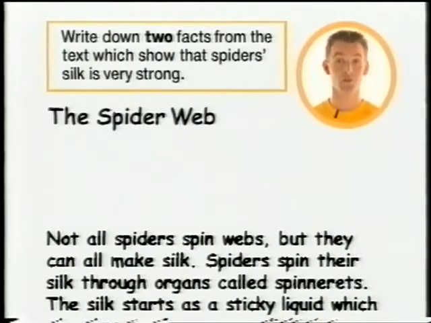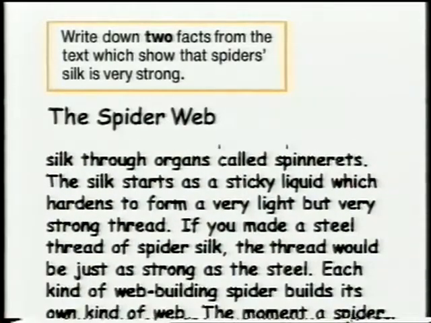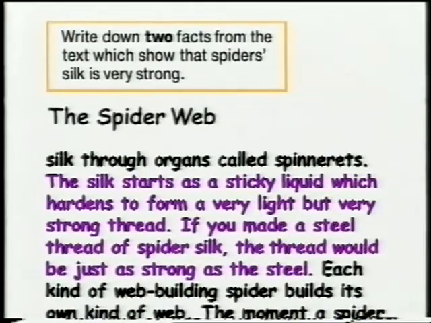Here's the information about the spider's web. Read quickly, skim read, through the text until you get to the bit where it talks about how strong the spider's silk is. In your test, you can keep going back to your question to make sure you remember what you're looking for. So we'll keep the question up on the screen. Here's a bit about how strong the web is, so that's where you stop skimming and need to start reading carefully. Can you find the fact that shows how strong the spider's silk is?